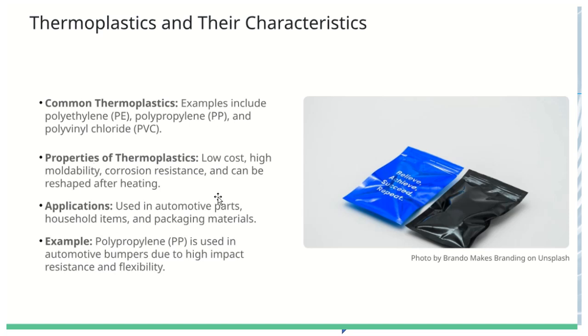Thermoplastics and their characteristics. Common thermoplastic examples include polyethylene, polypropylene, and polyvinyl chloride, PE, PP, and PVC. Properties of thermoplastic: low cost, high moldability, corrosion resistant, and can be reshaped after heating. Applications are in automotive parts, household items, and packaging materials. For example, polypropylene is used in automotive bumpers due to high impact resistance and flexibility. Your car bumper is made from polypropylene.